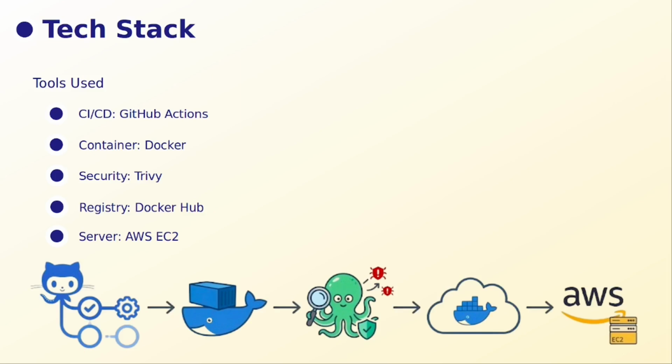For security, we use Trivy. It scans Docker images and detects vulnerabilities such as outdated libraries or known CVEs. We also use Docker Hub as our container registry. This is where we store and distribute our Docker image. Finally, we deploy the application onto AWS EC2 instances. This simulates a real production environment in the cloud. Together, these tools create a complete pipeline from code to containers to security scan to deployment.